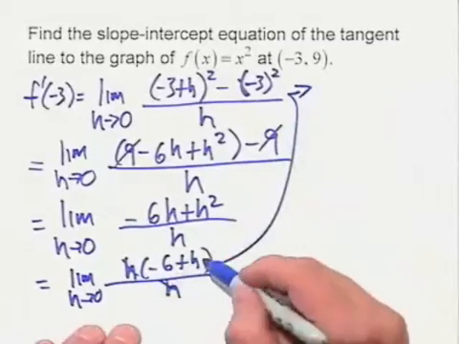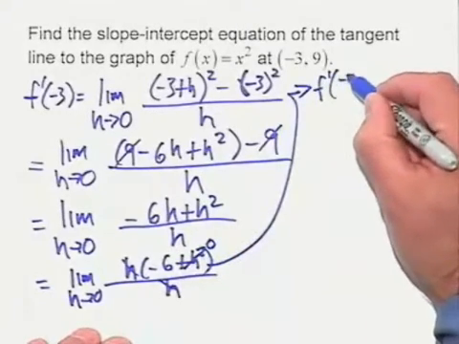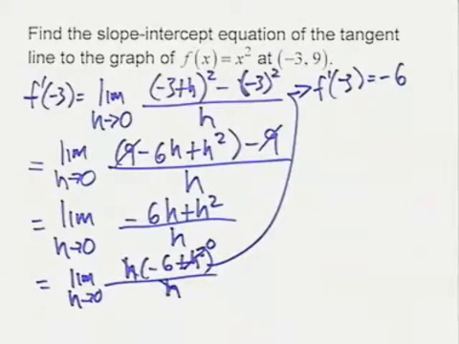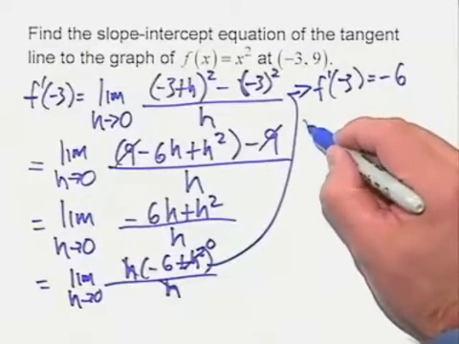Once we evaluate our limit as h goes to 0, we see that our derivative, f prime of -3, is equal to -6. So this tells us that the slope of our tangent line is -6. So now we have a point and a slope. We'll plug this into the point-slope form.